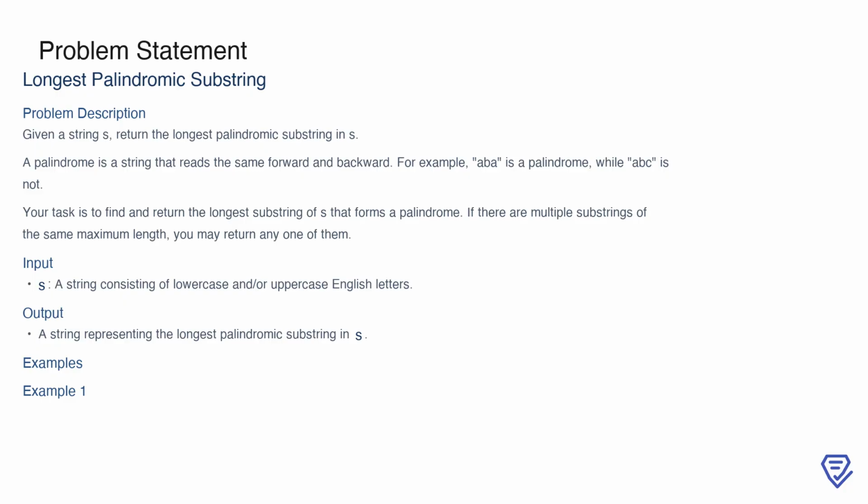Your goal is to analyze the input string and return the longest substring that satisfies this property of being a palindrome. If there happen to be multiple substrings of the same maximum length, it's okay to return any one of them. The input will always be a string composed of lowercase and uppercase English letters, and you're expected to return a single string as output, representing the longest palindrome you found.